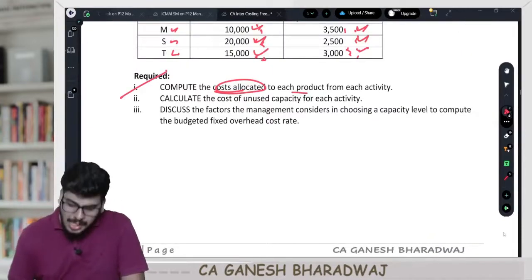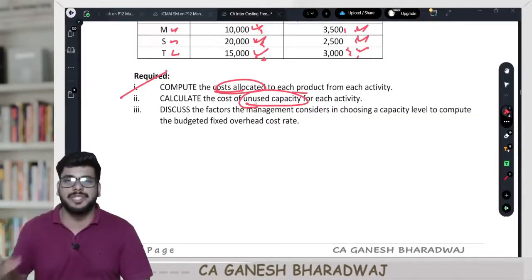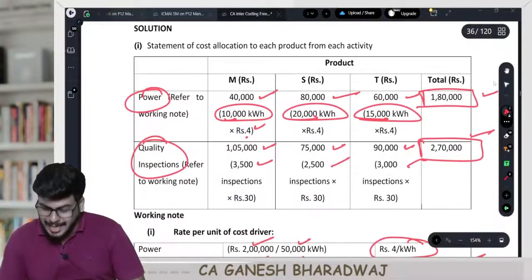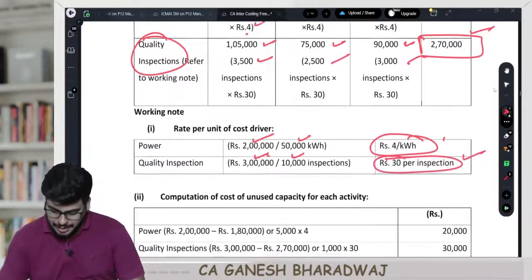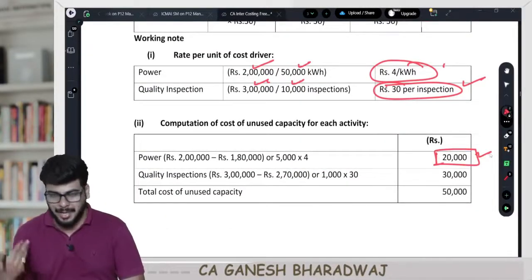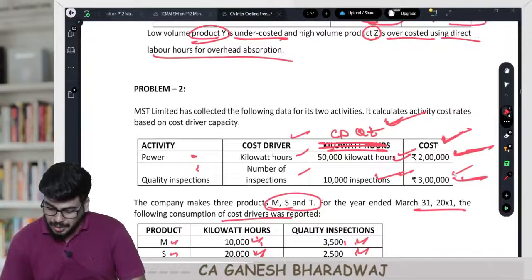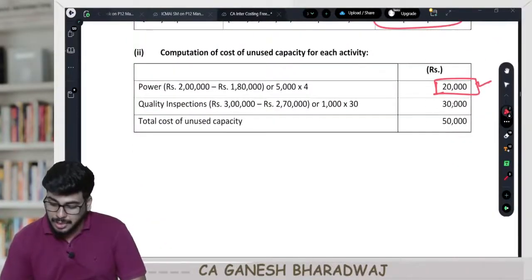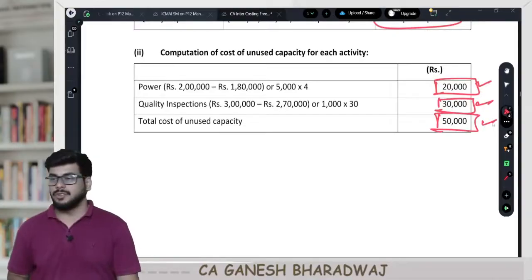Number 2, calculate the cost of unused capacity. This is nothing but your under or over absorption using ABC. I had budgeted a cost of 2 lakh rupees for power, but what I actually absorbed using ABC was only 1,80,000. So the difference between the two is 20,000 rupees. This is nothing but the unused capacity or unabsorbed overheads. Similarly for the quality inspection, I was planning to incur 3 lakh, but I actually ended up absorbing only 2,70,000. So here again there is an unused capacity of 30,000 rupees. Add the two, and the total value of unused capacity is 50,000 rupees.